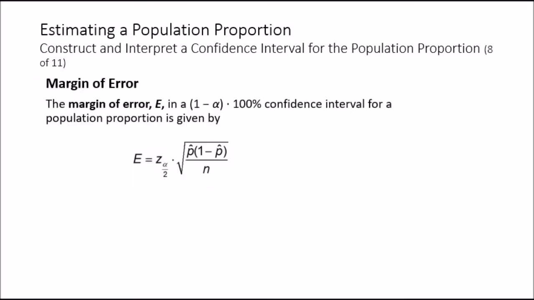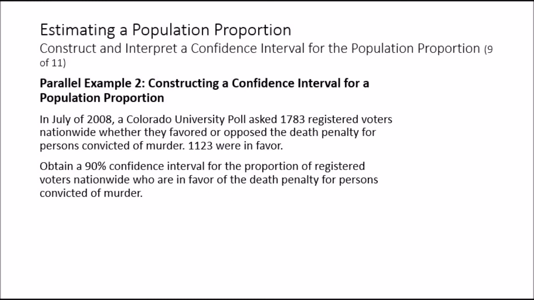The margin of error, where we're going to use the uppercase E to indicate the margin of error, in a confidence interval for a population proportion is given by z sub alpha/2 times the square root of p hat times (1 minus p hat) divided by n. Let's look at this example. Example number 2, to construct a confidence interval for a population proportion. In July of 2008, a Colorado University poll asked 1,783 registered voters nationwide whether they favored or opposed the death penalty for persons convicted of murder.